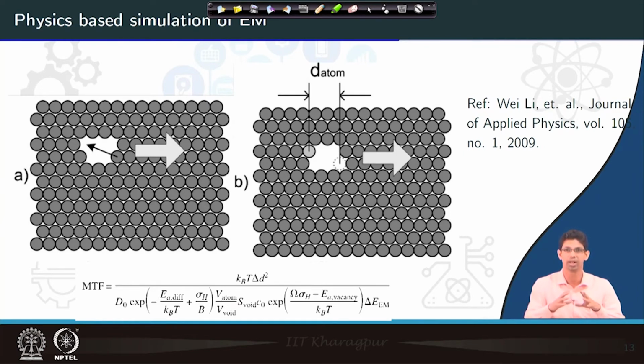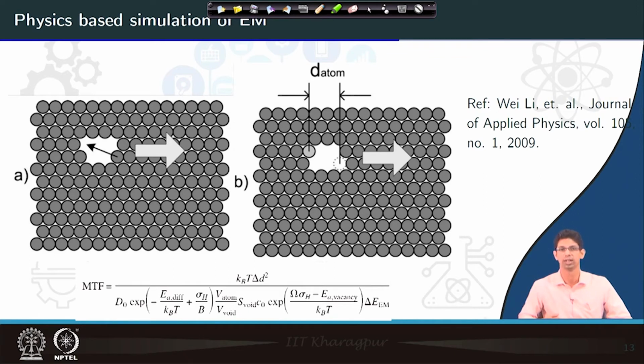If you want to have a complete picture of this electromigration, I will require solid state physics, which is beyond the limits of this course. I am just referring to an equation on median time to failure. What is median time to failure, we will discuss in a short while. But here you can see, if we consider all the physics, there is a very complicated equation which depends on various different parameters like void volume, V atom, and other parameters. If you are interested in further reading, I would strongly recommend you to read this paper in Journal of Applied Physics, which is on void nucleation.